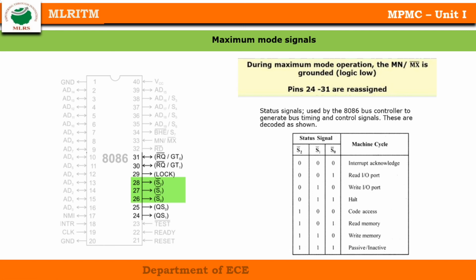You can see here, signal S2 is used to select input output operation, and when this signal is 0, it indicates the input output access, and when this signal is high, it indicates the memory access.